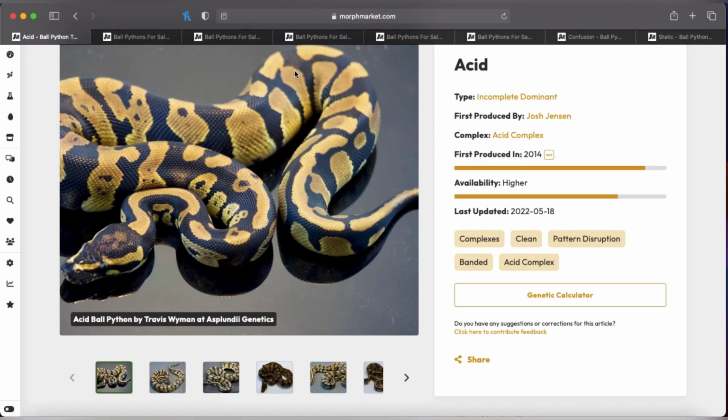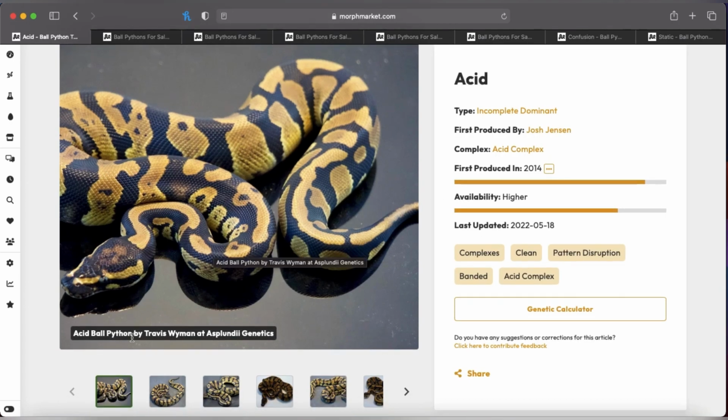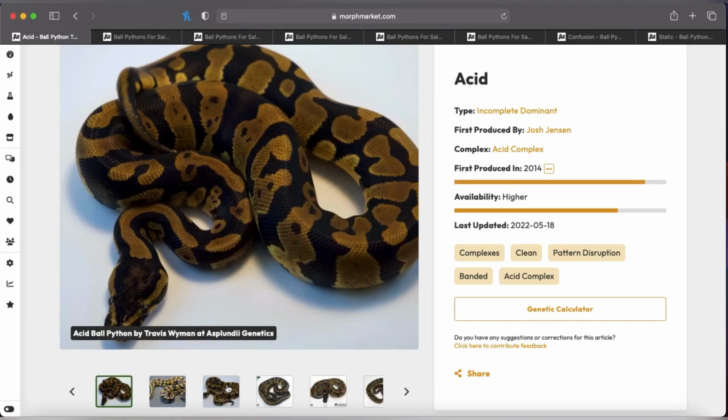And this is a really cool snake. They're going to be pretty expensive when you find them. They're the newest of the three, so maybe that's what makes it a bit different, is that the morph's only been around for 9 years. So this is an acid ball python, and at first glance, you might not really be able to tell the difference between an acid and a leopard.